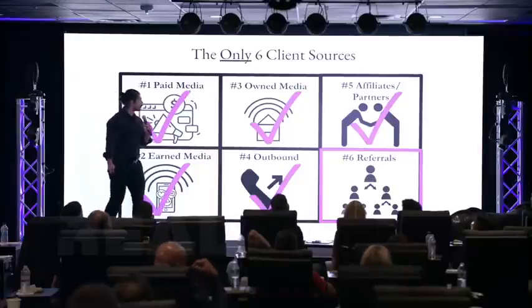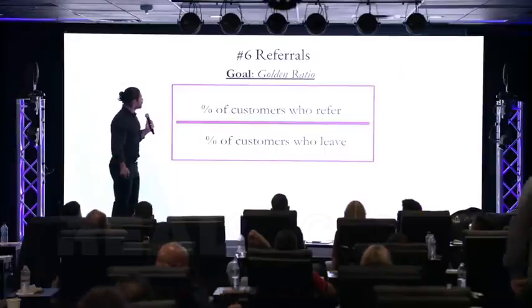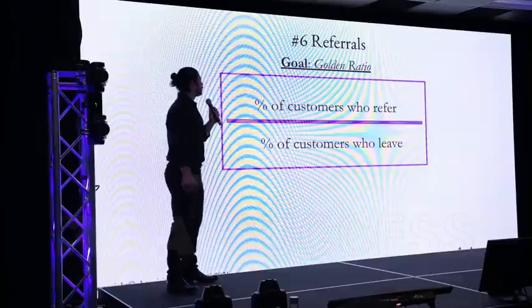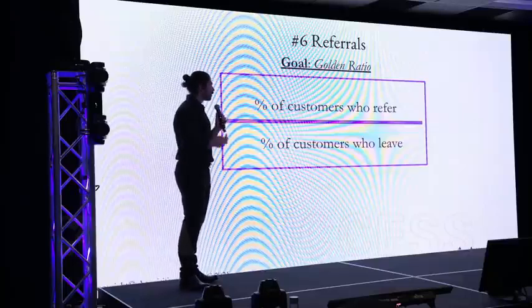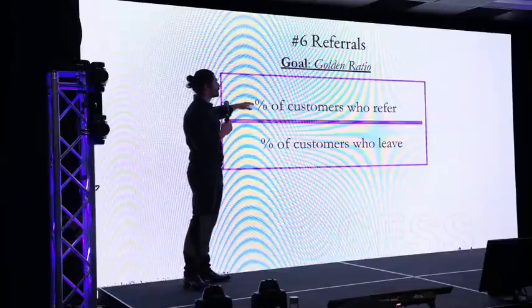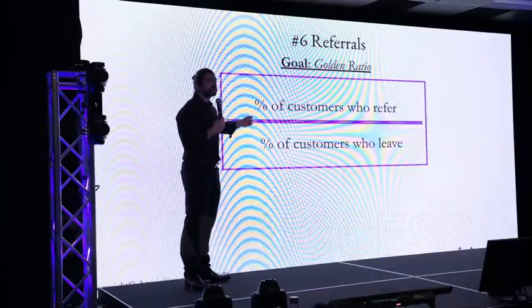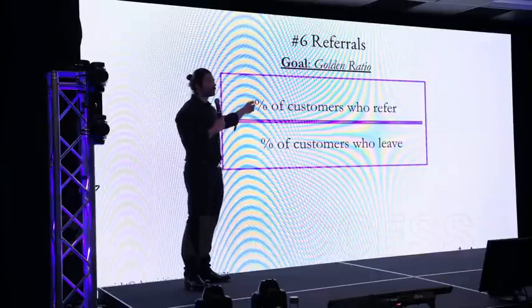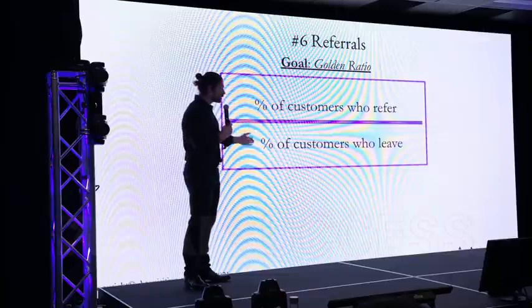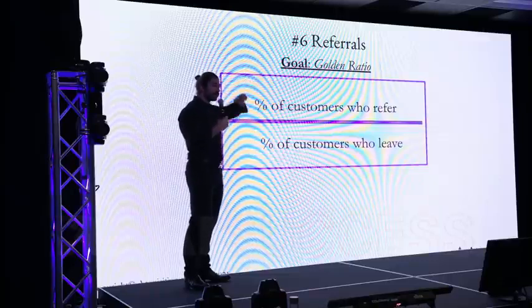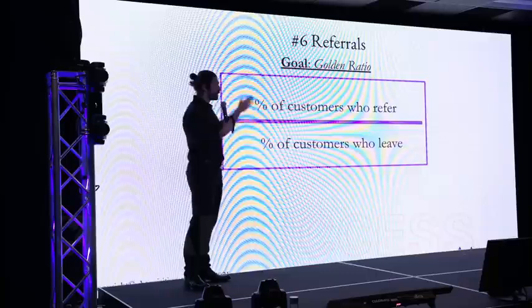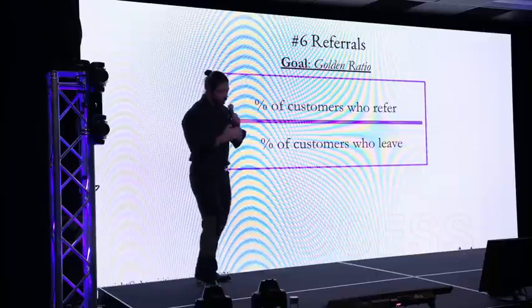Okay, affiliates and partners. Last one, referrals, and then we'll get to LTV. So this is the golden ratio. 30% of our customers still come from referrals. Our goal as a company is to get the percentage of customers who refer to be greater than the percentage of customers who leave. If you can achieve this, you have limitless growth. It's just like the client finest acquisition of customer success. If we can get a higher percentage of customers to send us someone than to leave, our business will grow with nothing else. And so that is our golden ratio. So that's the goal with referrals.